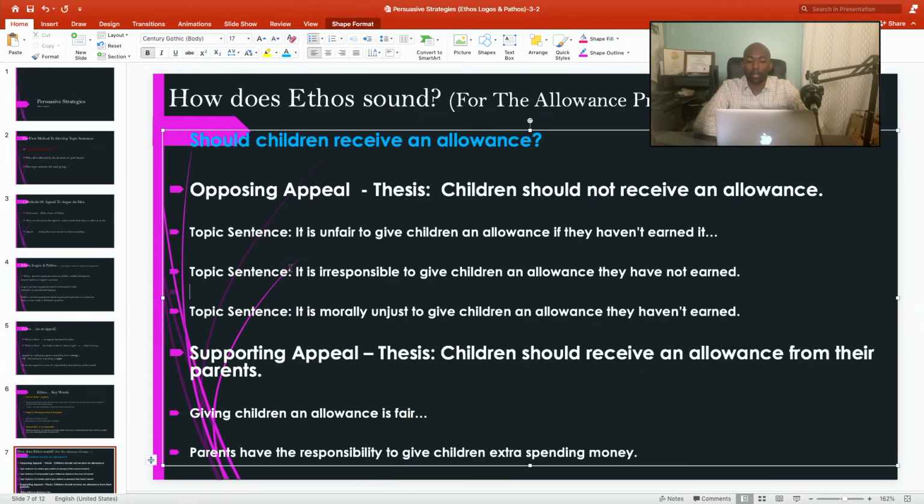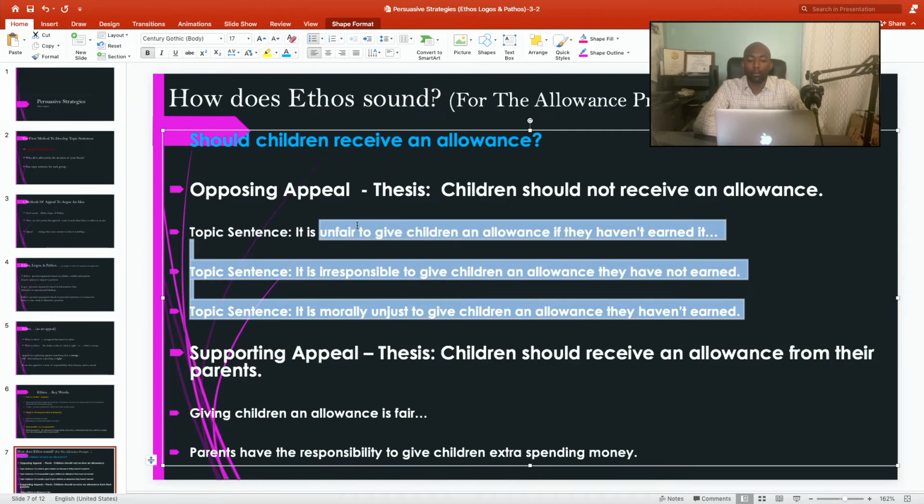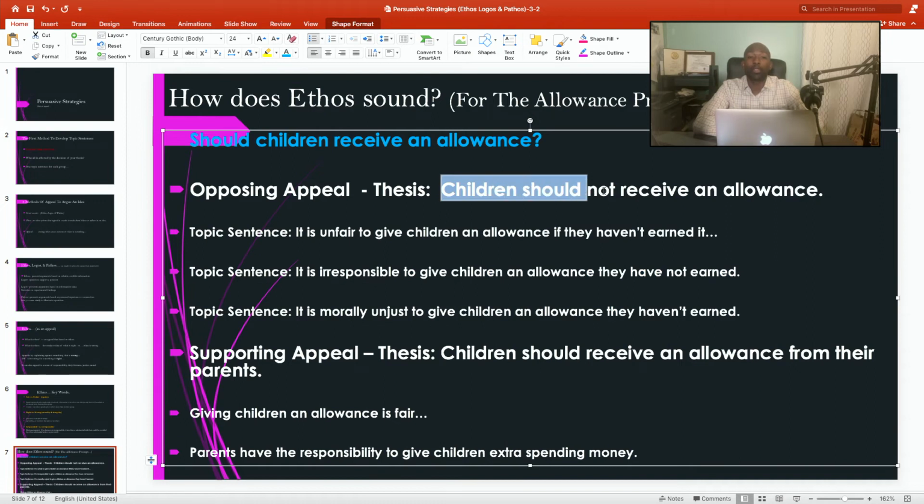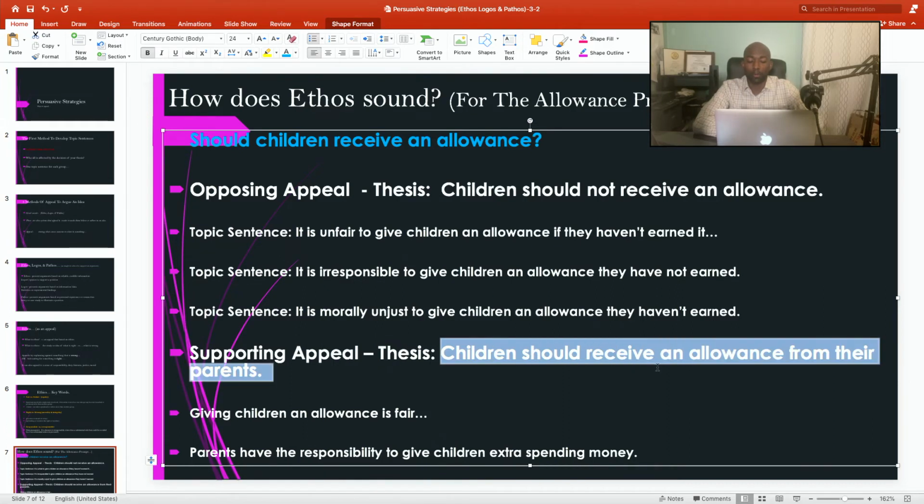All right, second topic sentence. It's irresponsible to give children an allowance they have not earned. Okay, all right, third topic sentence. It's morally unjust, or you could say wrong, to give children an allowance they haven't earned. So these three topic sentences are all based on the key tenets, the keys of ethics, and they support this thesis. All right. Well, if I was supporting the thesis, or if I wrote a thesis that supported allowance, children should receive an allowance from their parents.